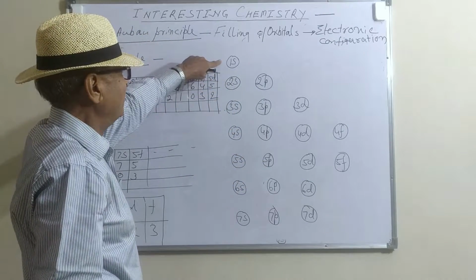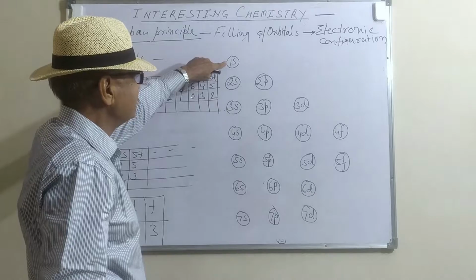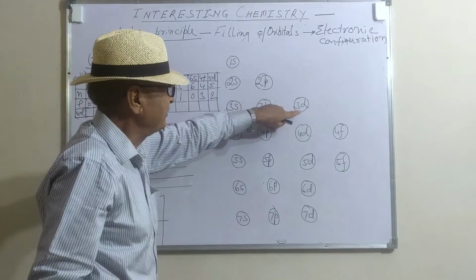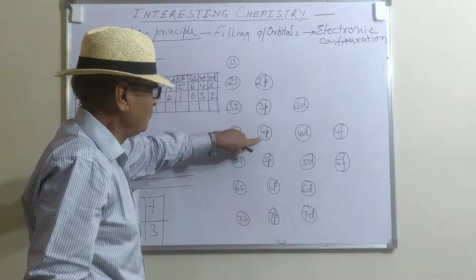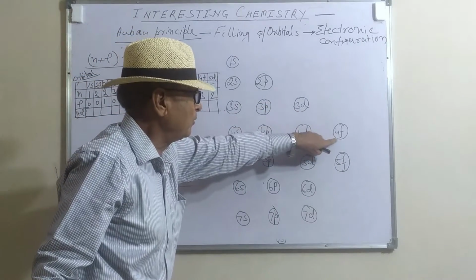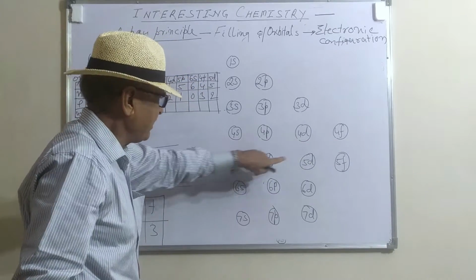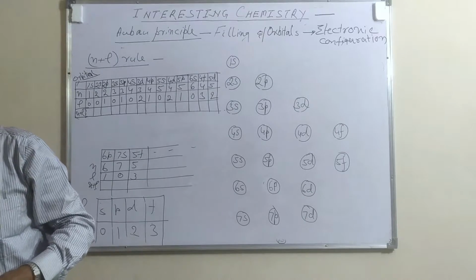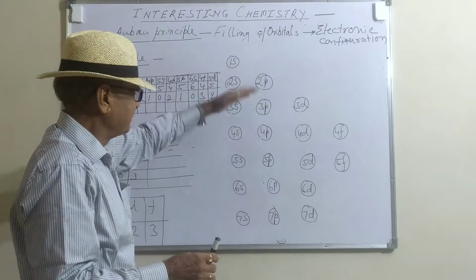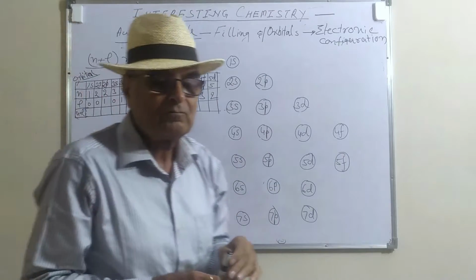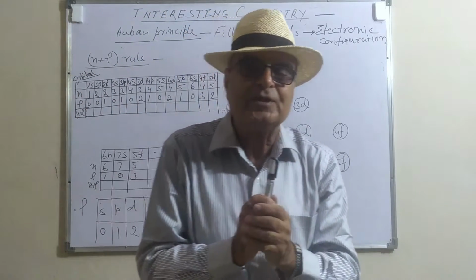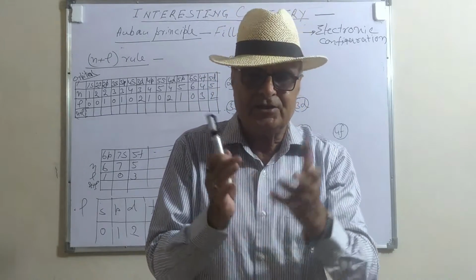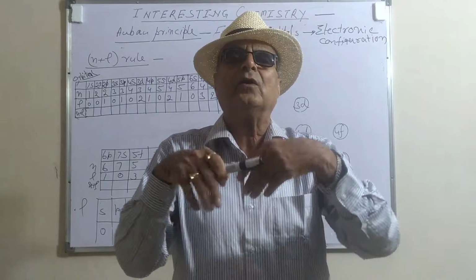Now write it simply. The first shell has only 1S, the second has 2S and 2P, the third has 3S, 3P, 3D, and the fourth has 4S, 4P, 4D and 4F. In the same way for 5, and I think you have understood how to write this whole chart as I made it. Now I am telling you how you will decide whether the energy of a particular subcell is higher or lower.